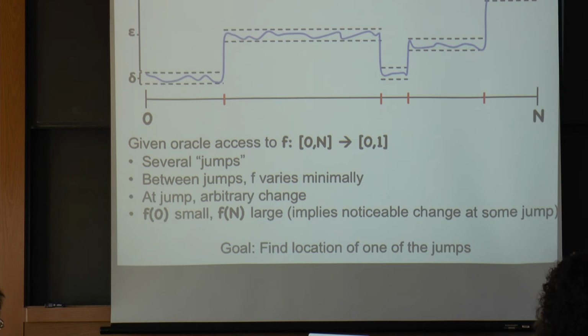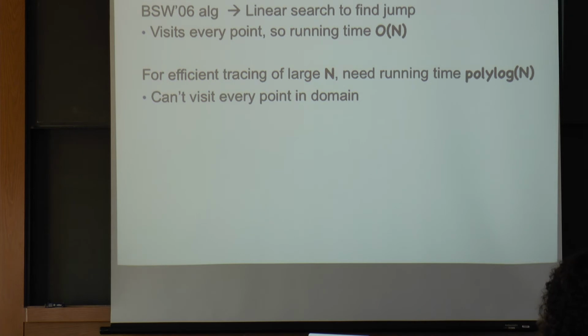Right. So we have this algorithmic problem, and a solution to this corresponds exactly to a tracing algorithm for a private linear broadcast. The original Bonet-Sahai-Waters algorithm corresponds exactly to a linear search across the entire domain of the function to find where there is a jump. And since it visits every point, it runs linear in the number of inputs.